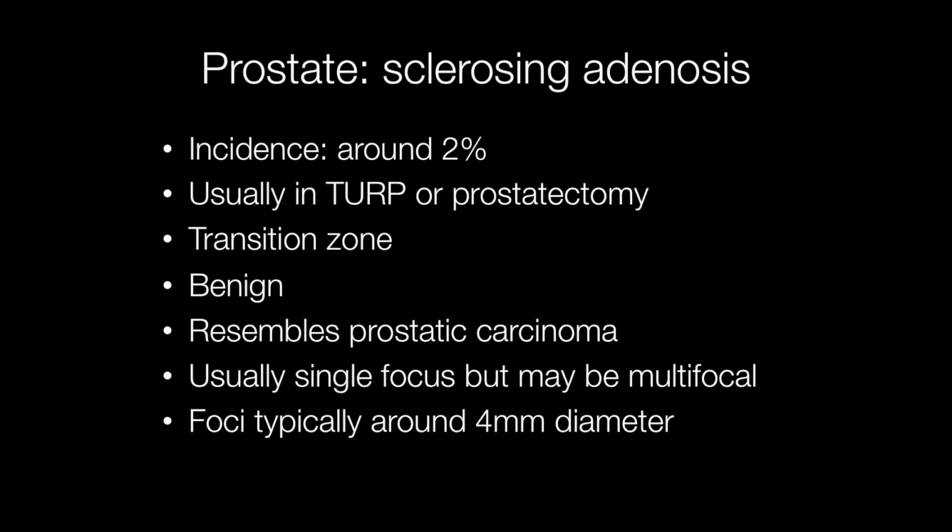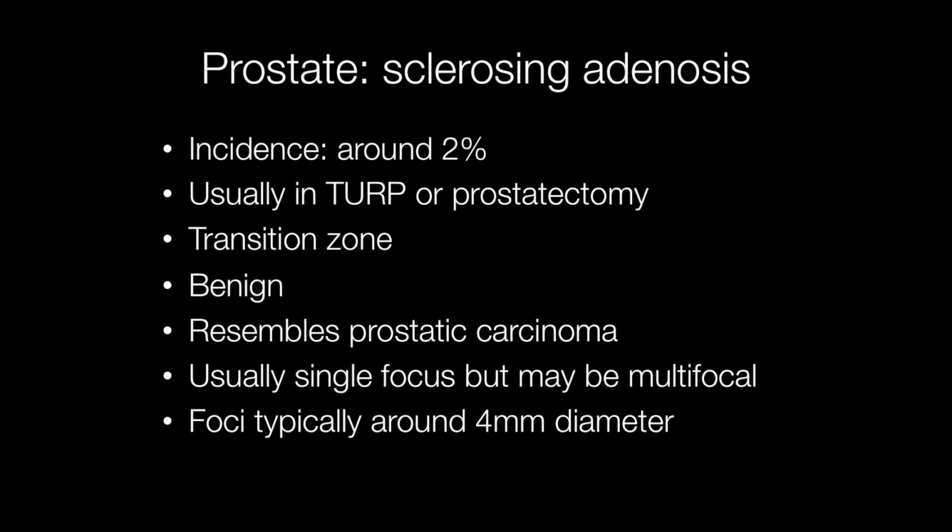These lesions occur in about 2% of prostates. They are usually seen in TURP specimens or sometimes prostatectomy, and the reason for that is that they tend to occur in the transition zone. This is the part of the prostate where benign hyperplasia occurs.